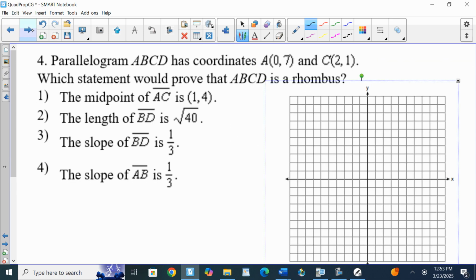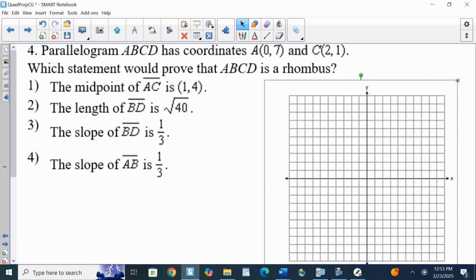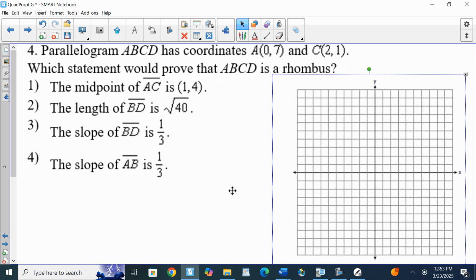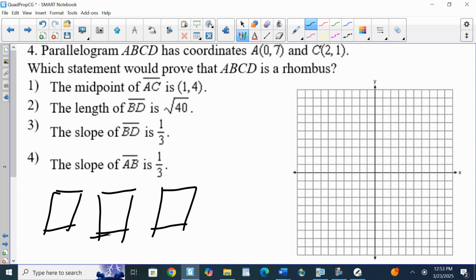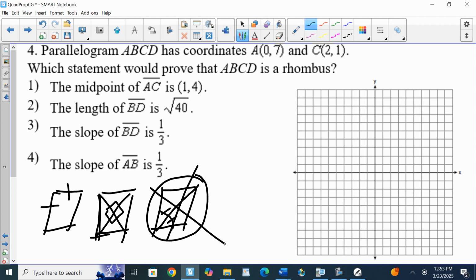Let's take a look at number 4 here. It says parallelogram ABCD has coordinates, which would prove it's a rhombus. Well, to prove it's a rhombus, it needs to have one of the 3 rhombus proofs. If you don't know what I'm talking about, then this lesson is not for you. Sorry, that's just the truth. Consecutive sides congruent. Diagonals perpendicular to each other. Diagonals bisect the angles. Coordinate geometry does not do anything with congruent angles, so it can't be that one.